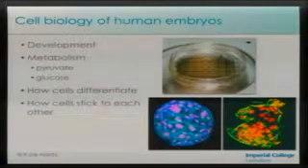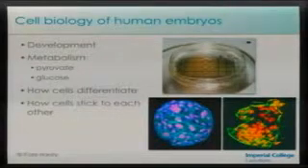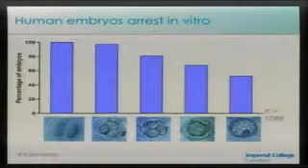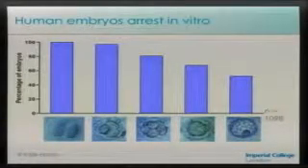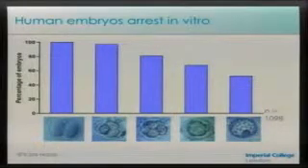Meanwhile, there was a lot of work continuing in looking at the development of embryos, their metabolism, how cells differentiate, how cells stick to each other. And one of the things that we noted was that human embryos, unlike mouse embryos, don't develop very well in vitro, and only about half of them make it through to the blastocyst stage. And the remaining 50% fall by the wayside at any of these stages.